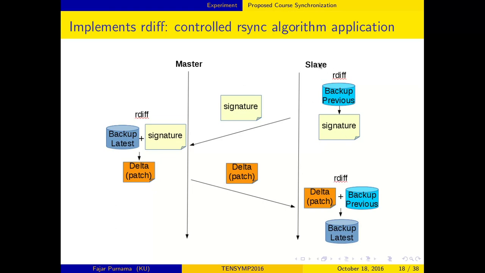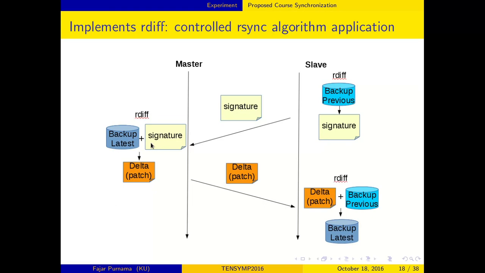In detail, first, the slave side will use Rdiff to generate the signature of the old backup file, which is a bundle of weak and strong checksums. Then the slave side will send the signature to the master side, and the master side will use Rdiff to compare the signature to the new backup file to generate a delta or a patch file, which is the difference between the new backup file and the old backup file. Rdiff calculates the difference by calculating the weak and the strong checksum between the signature and the latest backup file, or the new backup file, sorry.